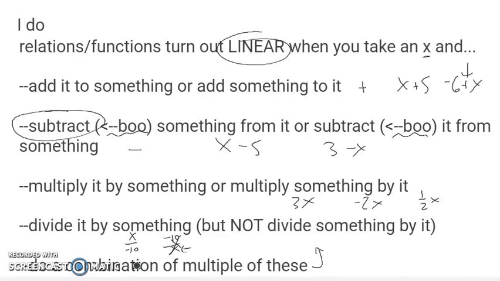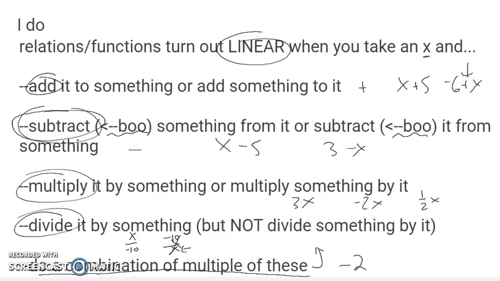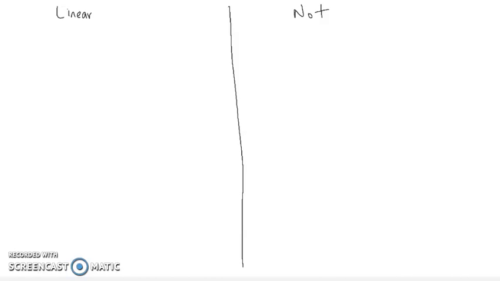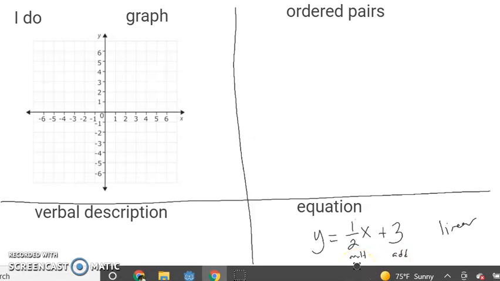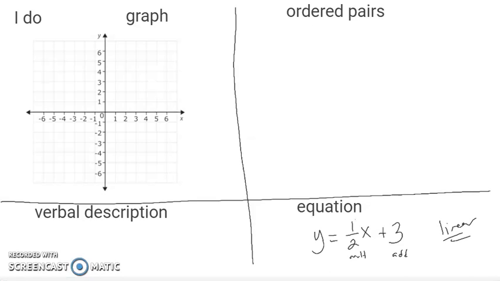That's it. So basically, if you add, subtract, multiply, or divide, you do the basic operations, or any combination of those, so like that too, multiply and add, then you're going to get a linear graph. Here's an example. So here's one here where you'll notice I take x, I multiply it, and I add to it. And that's it. I'm going to get a linear graph when I do this. 1/2 times x plus 3. I'm multiplying, I'm adding. I'm not doing any of the other possible things I could do. This will turn out linear. I'm doing things that make a linear graph.